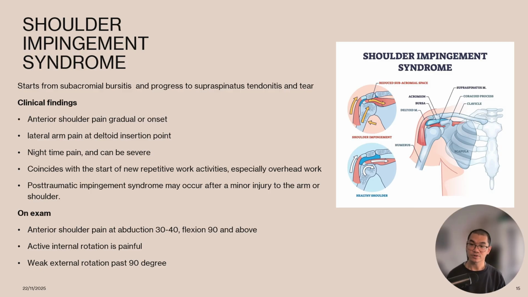That may also happen as a result of injury like a fall. Usually it starts with bursitis and then progresses to supraspinatus tendonitis and tear, depending on the duration of symptoms. So in Rose's situation, the tear doesn't happen overnight or even over 2 weeks. It may happen gradually, built up over her working lifespan. It can present with anterior shoulder pain or lateral arm pain and usually gets worse at night time. In terms of examination, there is a limitation of varying degree in flexion and abduction, and internal rotation can be painful.